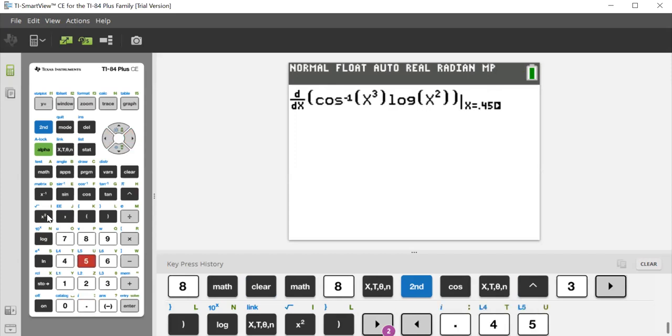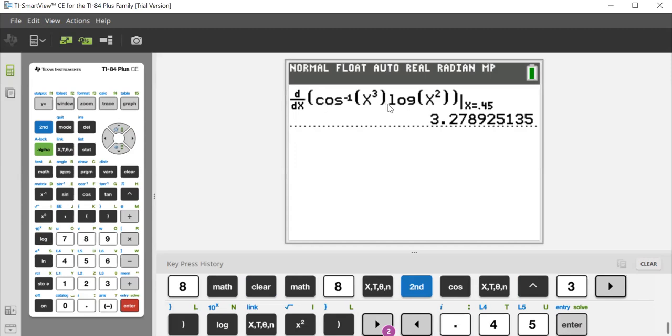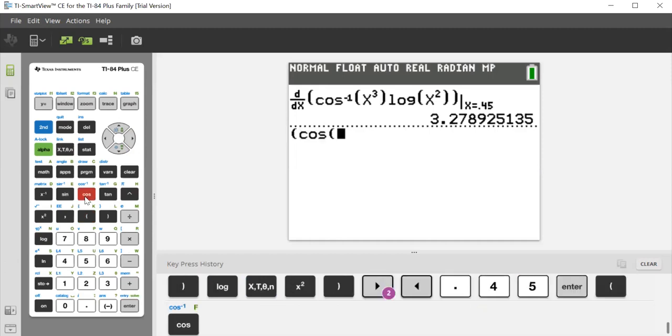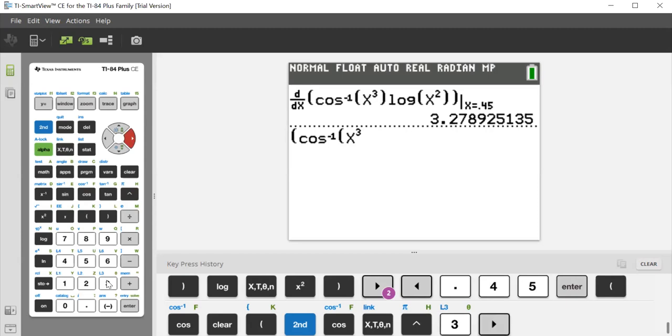For those of you where it just says nDeriv, inside that parenthesis of nDeriv, you're going to type the function. So you'll type inverse cosine x cubed log x squared. It won't do it like the other window, so inside your parenthesis, you're going to type in your function, even though I don't have the nDeriv there. Inverse cosine of your x to the third, log of x squared.